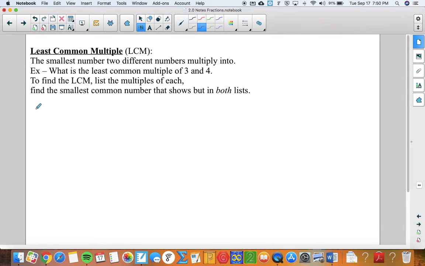Why do we use that? Let me get there in a second. We're going to use those common multiples to find the least common multiple. That's the smallest number two different numbers multiply into. Example, what is the least common multiple of 3 and 4? So I'm going to list the multiples of 3. And by the way, folks, if you did the warm-up, we talked about a common denominator. That's why we're learning how to do common multiples, because if you know how to get a common denominator, you're really thinking about the least common multiples.